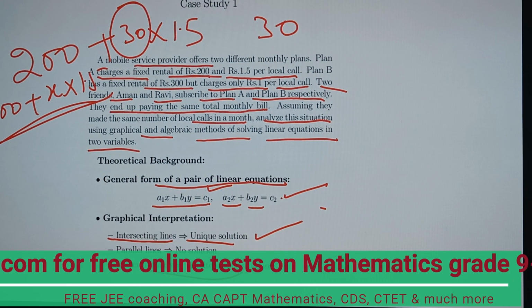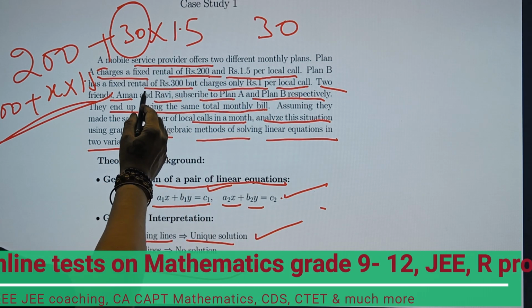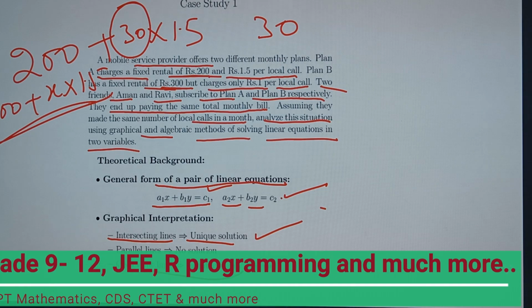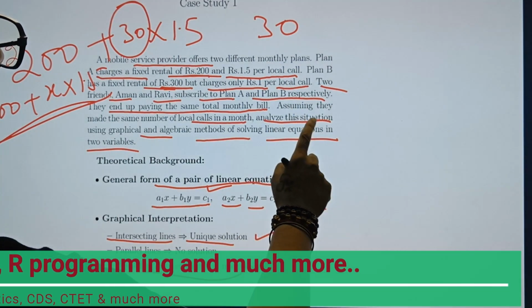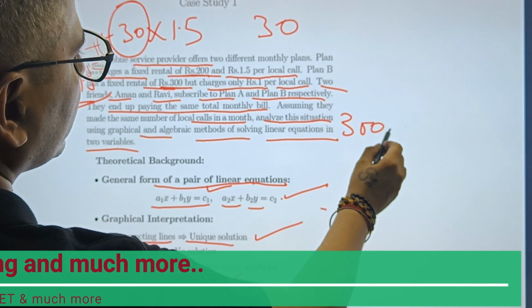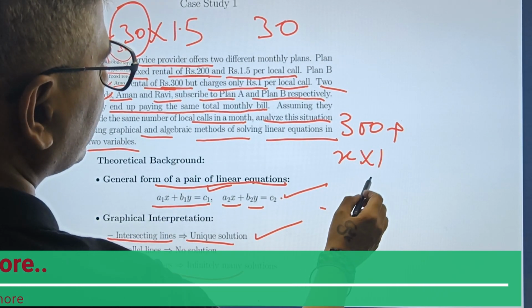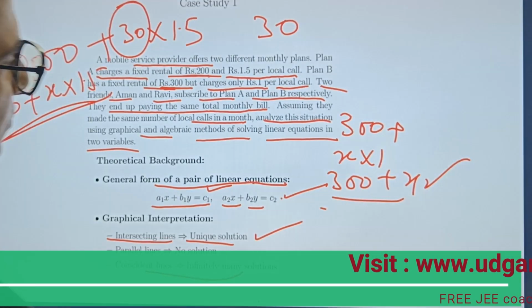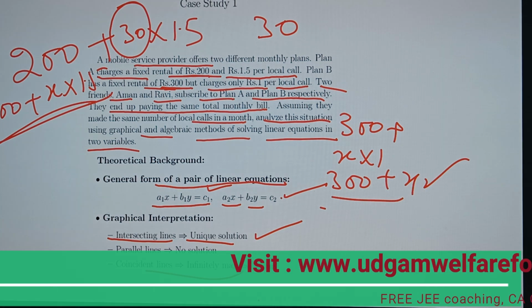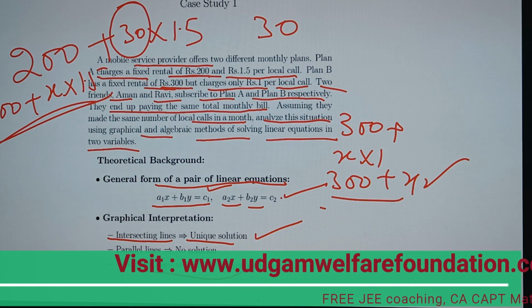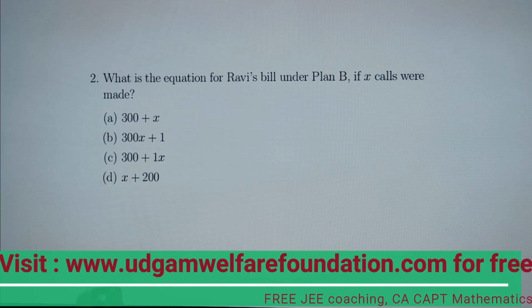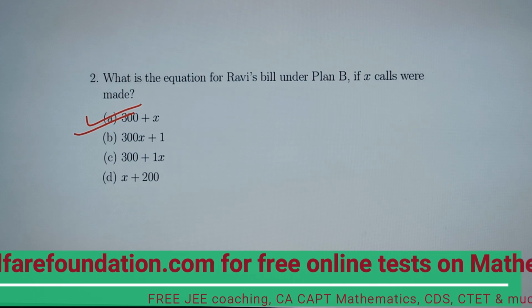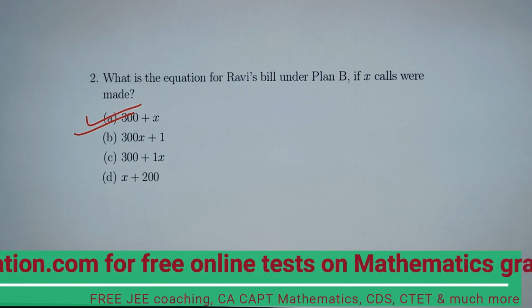So students, here is our case study which states plan B was Ravi's, where the fixed rental is rupees 300 but charges only rupees 1 per local call. That means 300 is fixed plus x into 1, that is x only. So 300 plus x will be the total bill for Ravi. Now let's move towards our question. Here we have option number A which we have discussed, that is 300 plus x will be the total monthly bill for Ravi.